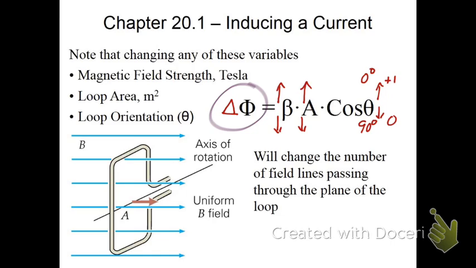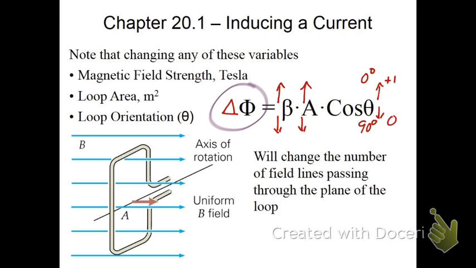And then I can change the orientation of the loop. And we're going to investigate that a little bit further. But the point being is if I fluctuate any of these variables, I fluctuate the magnetic flux. And that's what we need. It's not just a magnetic field that's going to create this voltage and therefore a current. It's going to be the change in this magnetic field.